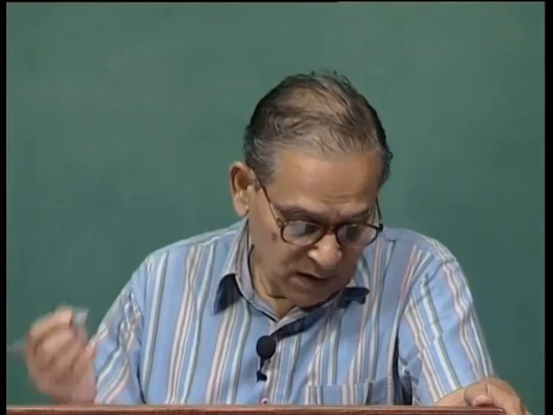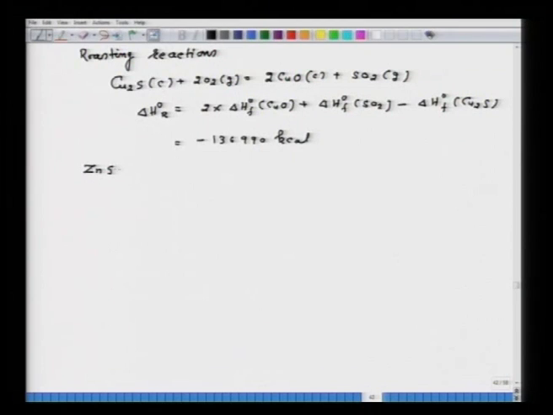Let us take another reaction, say roasting of zinc sulphide. Zinc sulphide in the condensed phase plus 1.5 O2 in the gaseous phase, you will get ZnO in the condensed phase plus SO2 again in the gaseous phase.